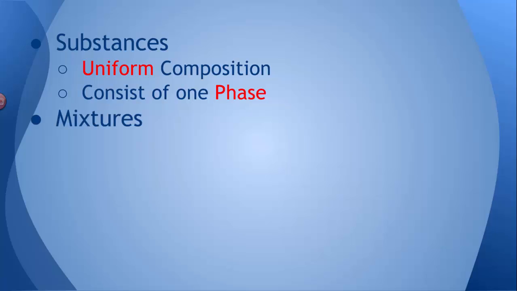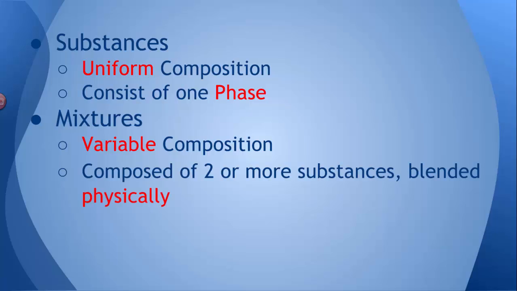Mixtures, however, are different. So a mixture is actually something that has variable composition. It's made of two or more substances that have been blended together physically. No chemistry is done to make a mixture. You just put stuff together and mix it together. You blend it together. Okay? But because of that, mixtures have a variable composition. That means depending on where you get the mixture, what it's made of, and the percentages or the ratios of what it's made of is going to be a little different.